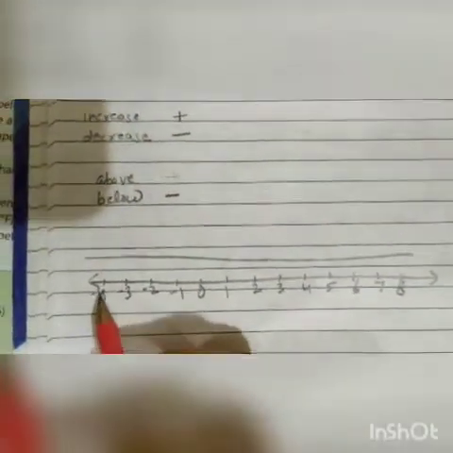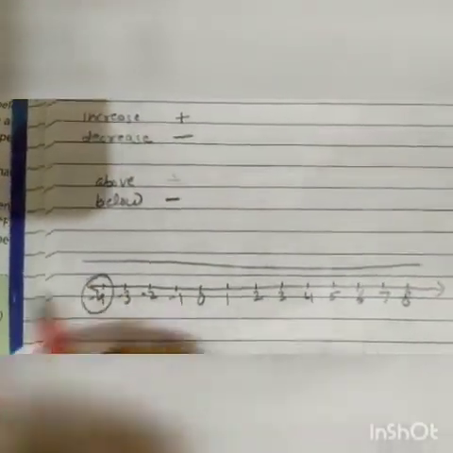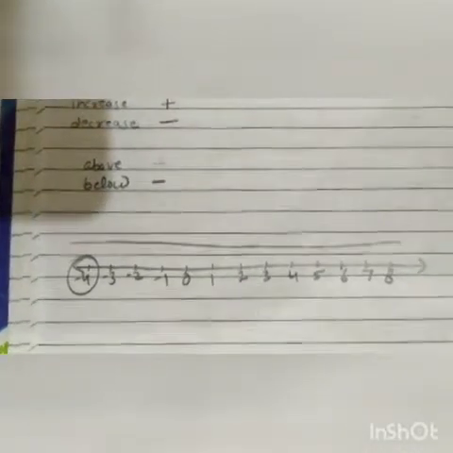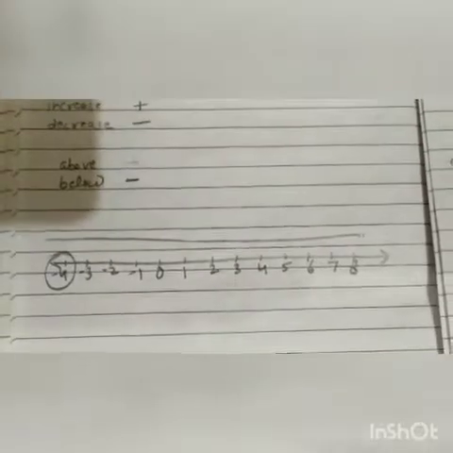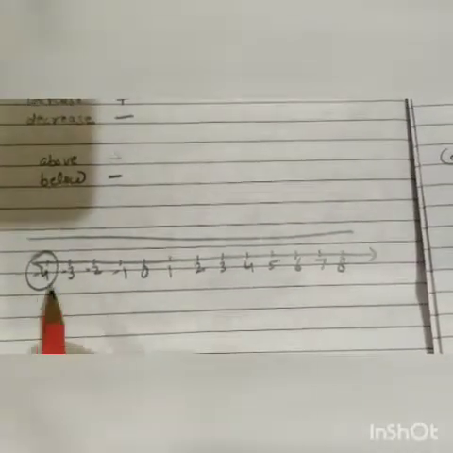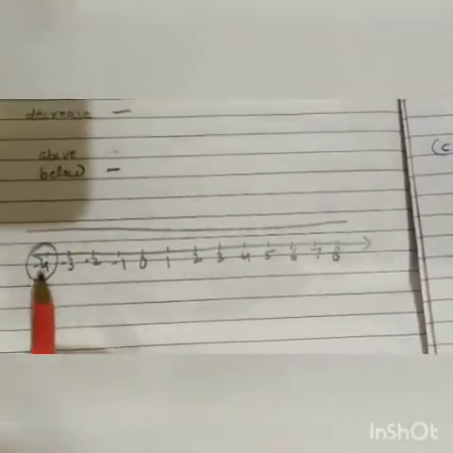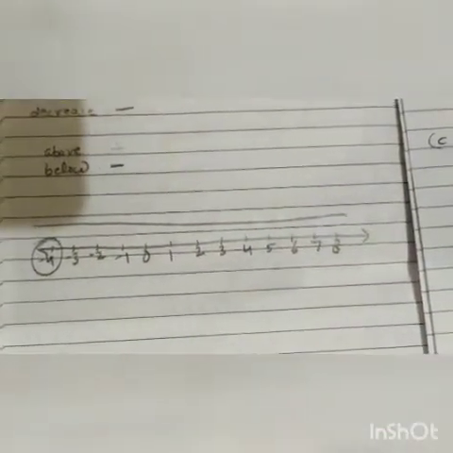Temperature during the night was minus 4 degrees Celsius. Then it rose by 9 degrees Celsius. 9 degrees Celsius temperature increase हो गया. For increase we will move right side and for decrease we will move left side.